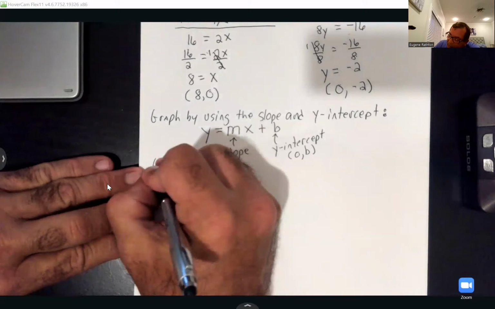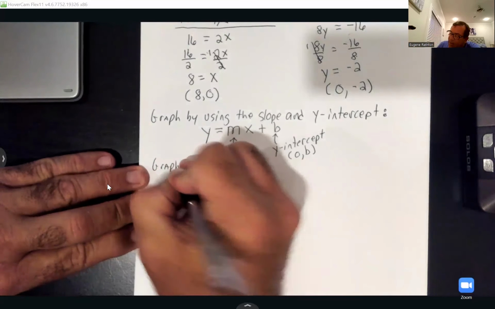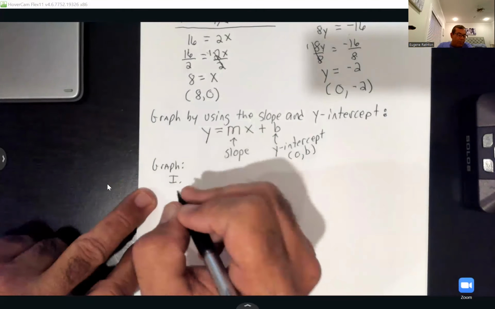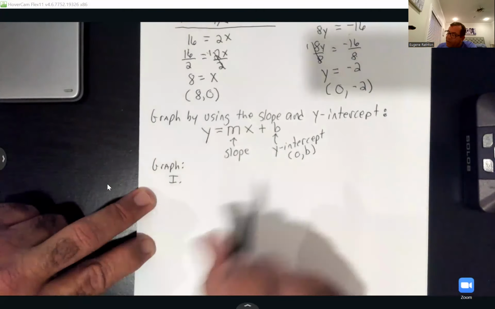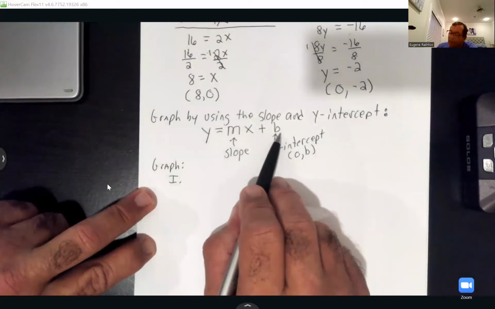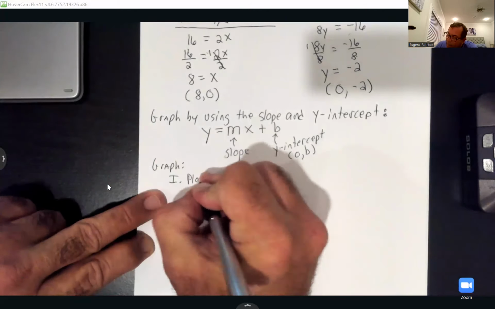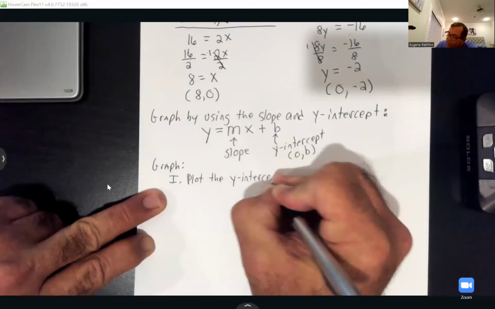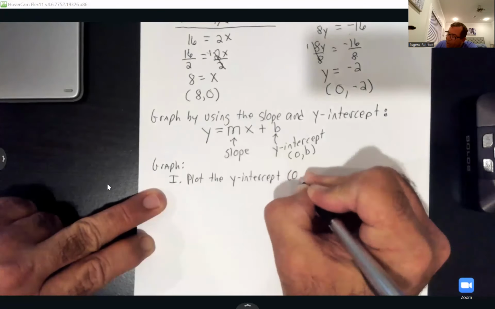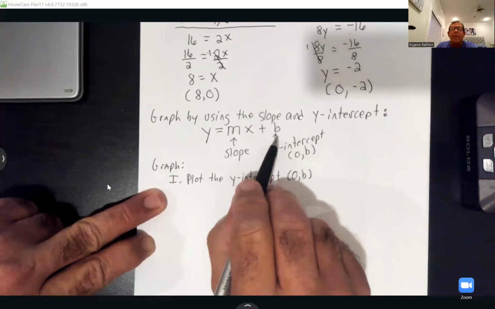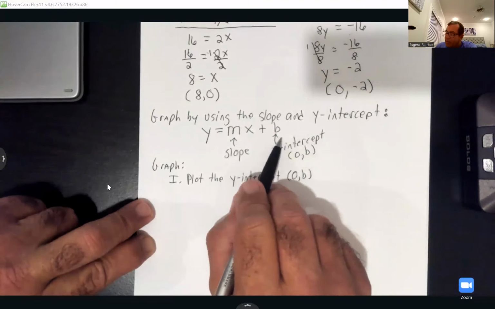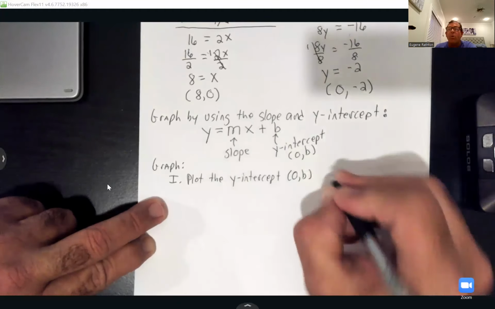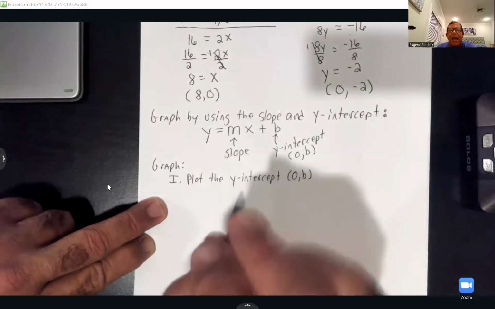So to graph using the slope and y-intercept, first thing you want to do, you want to plot the y-intercept because they're giving you the y-intercept. So plot the y-intercept. Remember, that'll be the point (0, b), and b is whatever that last number is. Now remember, when you plot the y-intercept, at that point, you're going to be on the y-axis.